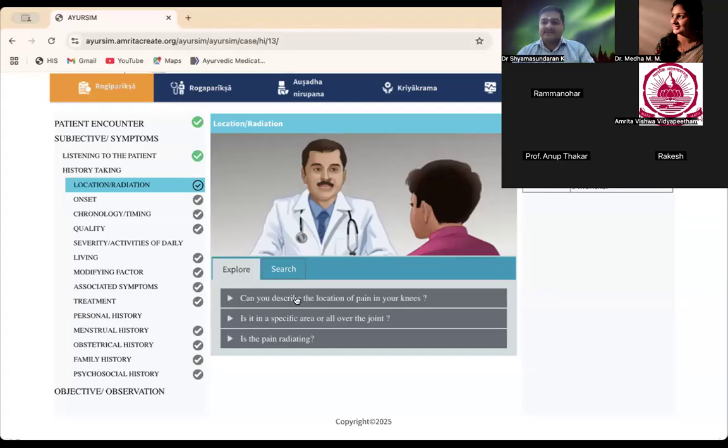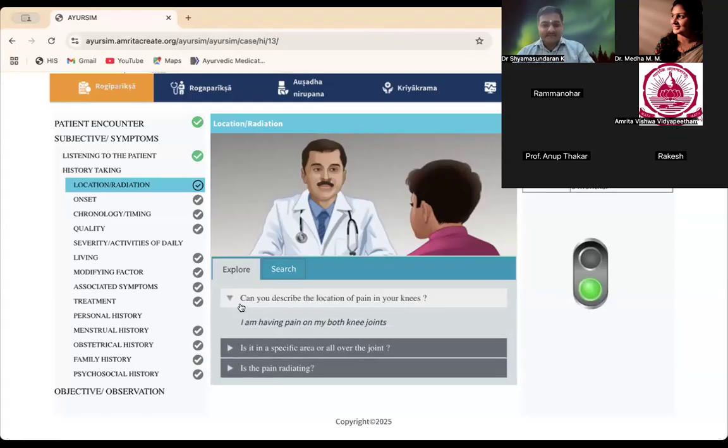So how do you make the student understand this? It is by this simple idea. See, when you give, the answer is here, this is the answer, and this is the question. So this is the answer given by the patient. I am having pain on my both knee joints.